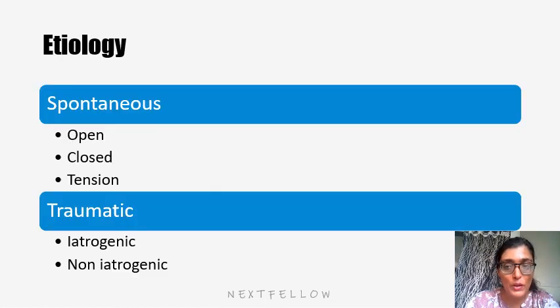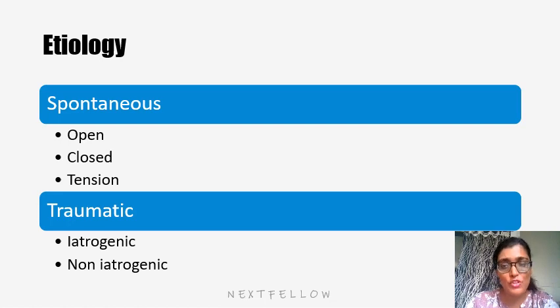Now coming to the etiology, it can be either spontaneous or traumatic. Spontaneous can be open, closed or tension pneumothorax. Traumatic can be iatrogenic and non-iatrogenic. Now what does iatrogenic mean? You're doing any kind of procedure.